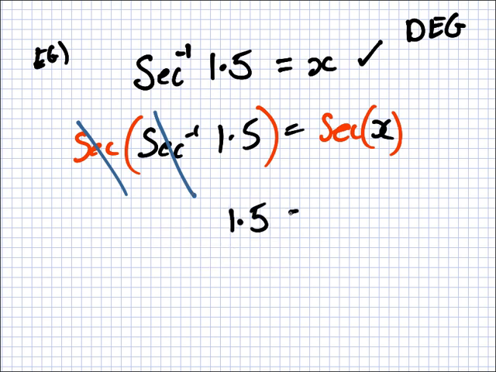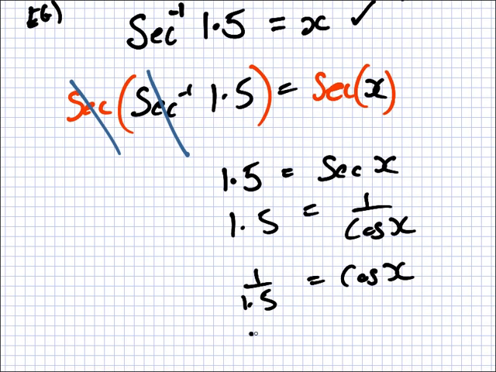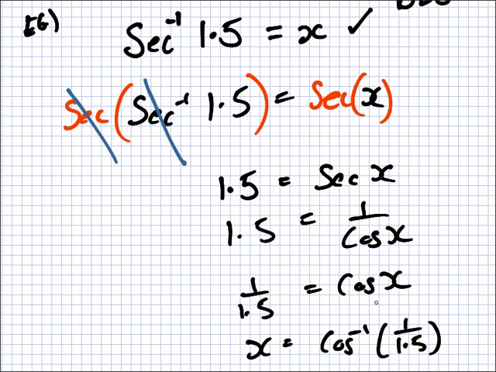1.5 equals sec x. 1.5 equals 1 over cos x. 1 over 1.5 equals cos x. So x equals cos inverse of 1 over 1.5. So what's that?